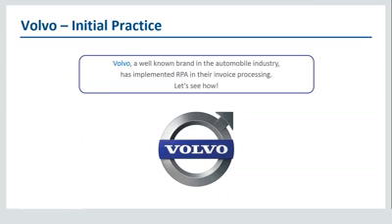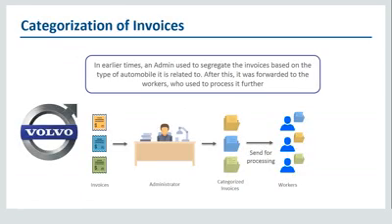So let's take the example of Volvo. Volvo is a very famous company in the automobile industry, and they solved a problem using RPA: invoice processing. Let's see how they did that. This was the invoice processing framework in the Volvo company.